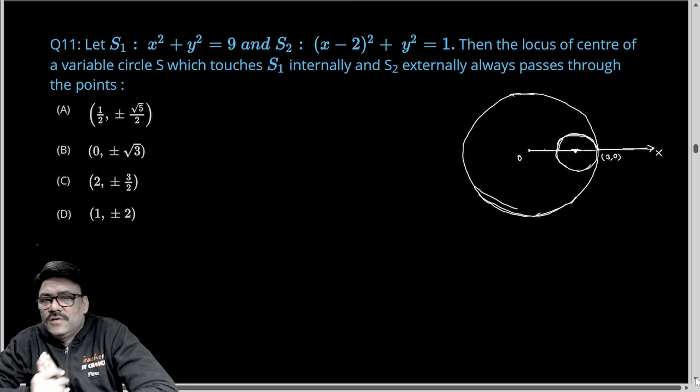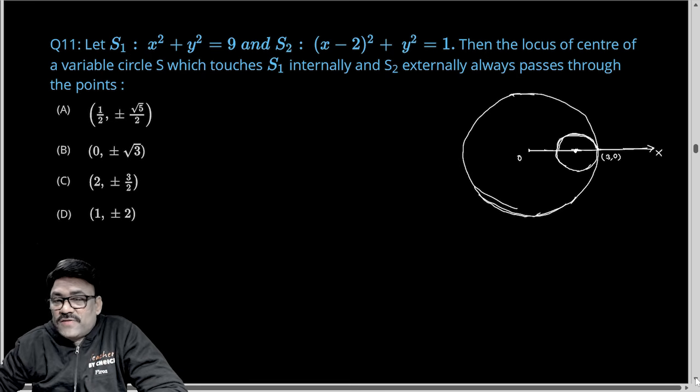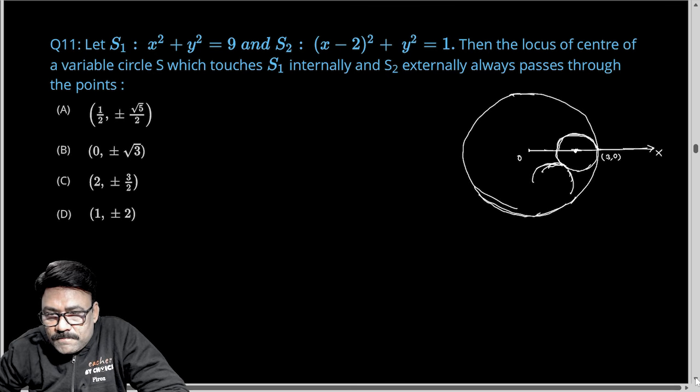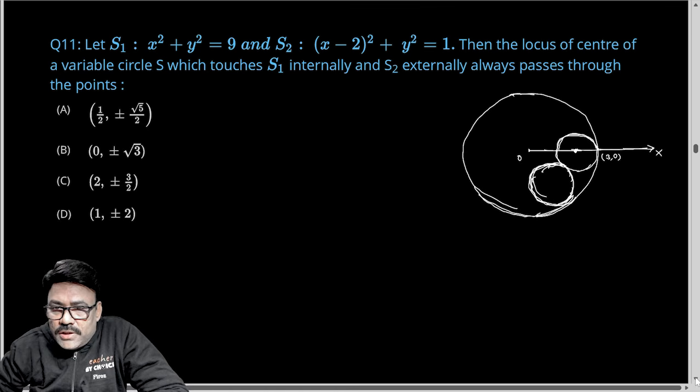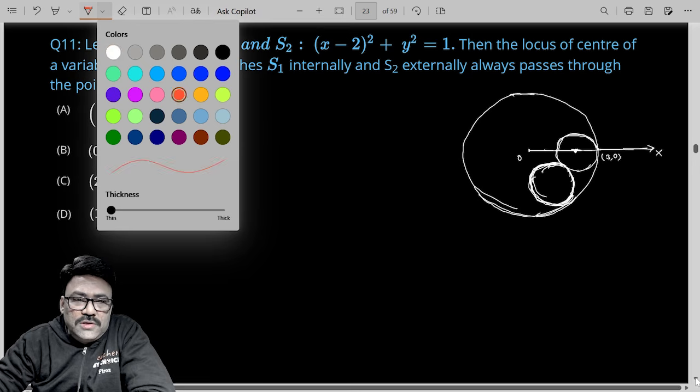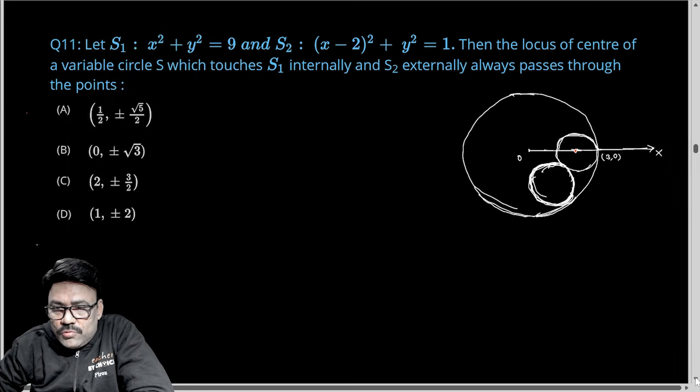Now we have a third circle which is touching S1 internally and S2 externally. So let's say this is the third circle which is touching S1 internally and S2 externally. So what will be the locus of the center of this third circle? So first get the locus of the center of this third circle. So this center is what? 2, 0.